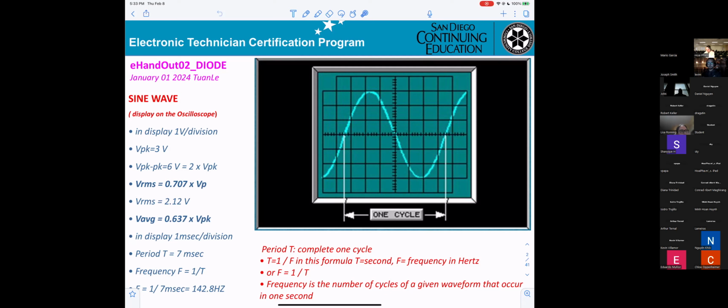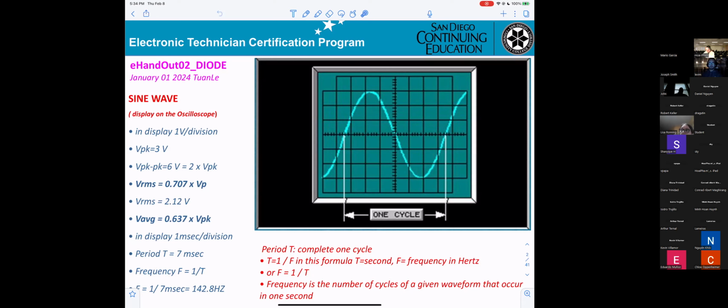Now, if you're looking at that one, they start from here, going up. And when they go up again right here, that is one cycle, one period. Basically, going up or going down displays the voltage. You can see how many divisions: 1, 2, 3, 4, 5, 6, 7, 8 divisions.